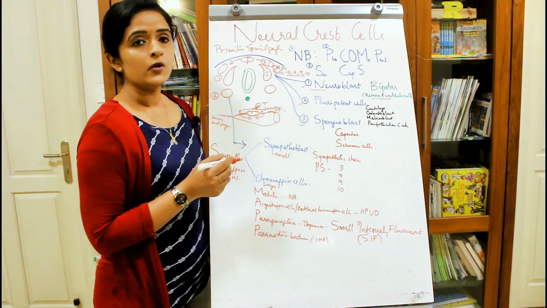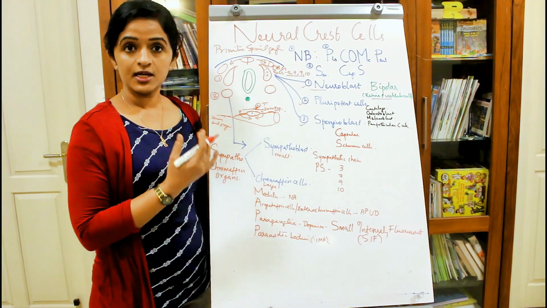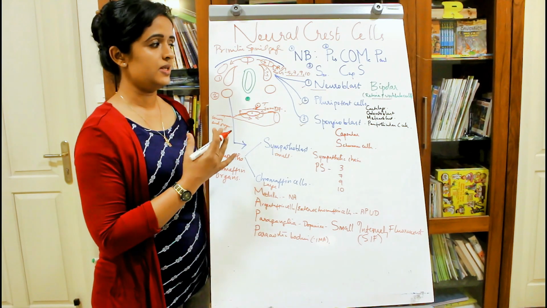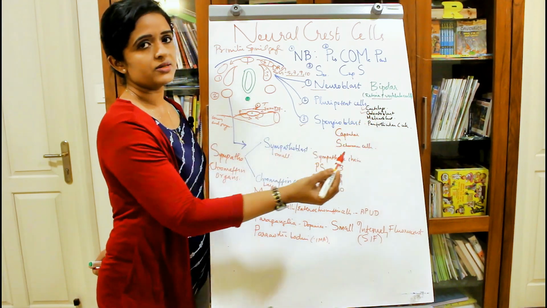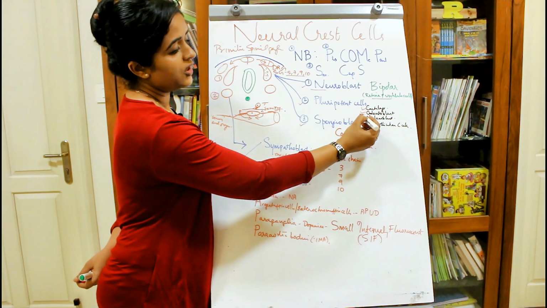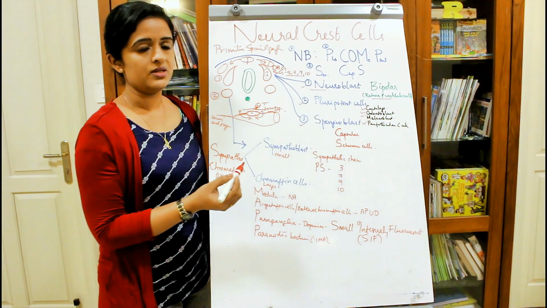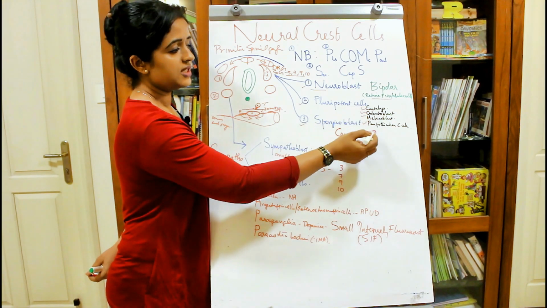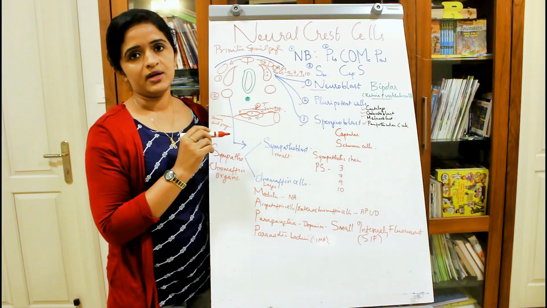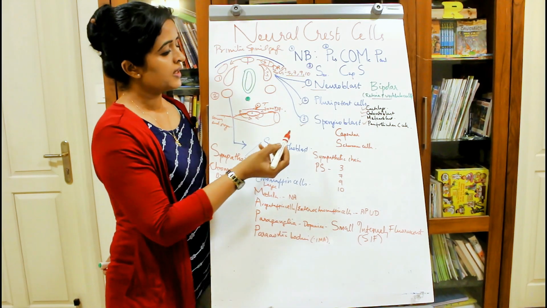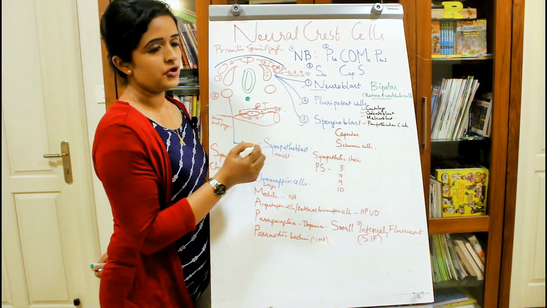Now we will come to the pluripotent cells. Pluripotent cells, we know that they can give rise to any type of cells. So which are the types of cells formed from this group of cells? We have the cartilage cells of the branchial arches, we have the odontoblasts of the developing teeth, then you have the melanoblast, that is the pigmented cell, and you have the parafollicular C cells of the thyroid gland. So these are the different types of cells formed from the pluripotent cells in the dorsal mass of the primitive spinal ganglia.